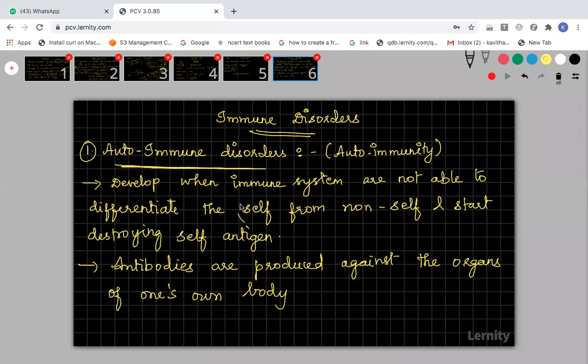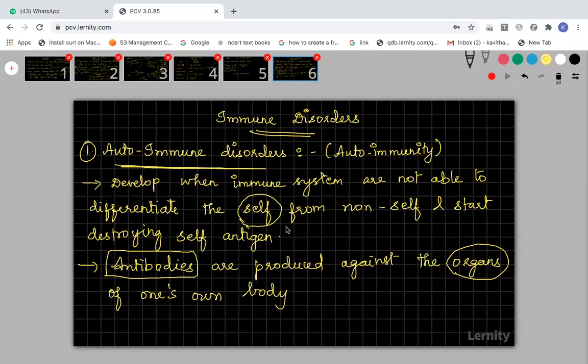Okay, the self antigens which are present in the body cells of some organs, right? So against those self antigens present in some organs in our body, the antibodies will be produced. So these antibodies will start attacking our self antigens present on the body cells of some body organs, and as a result, they will start destroying the organs in our body. So when our own organs are destroyed by the antibodies produced in our own immune system, that results in autoimmune disorder.